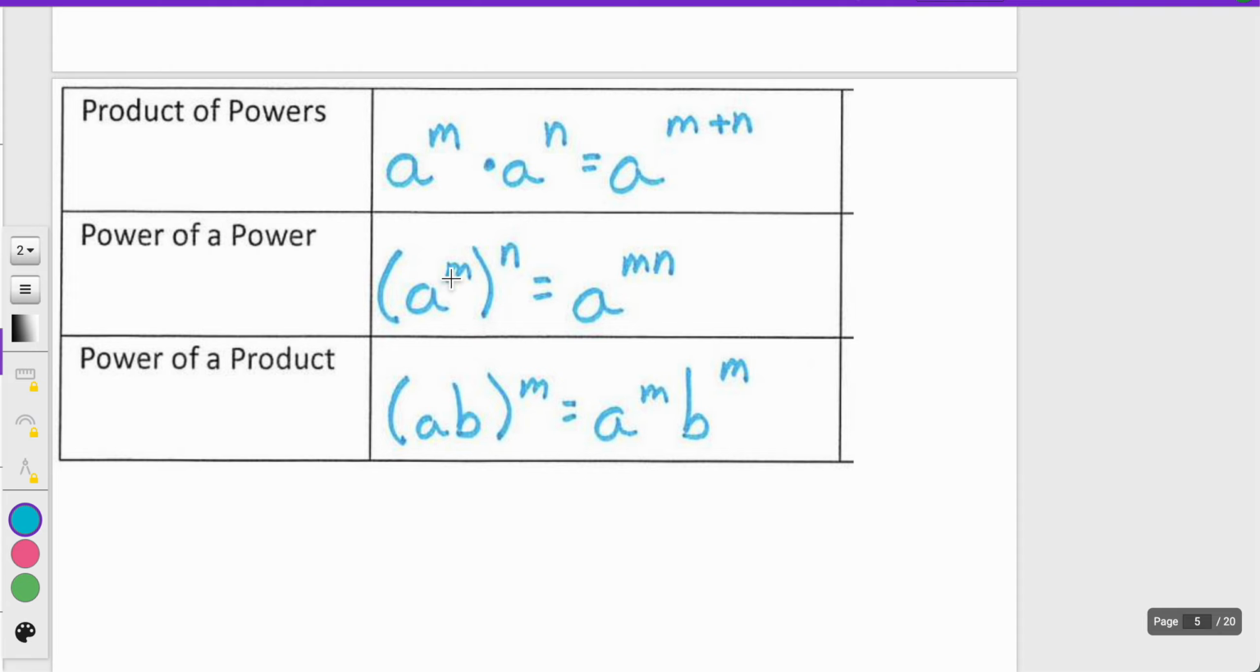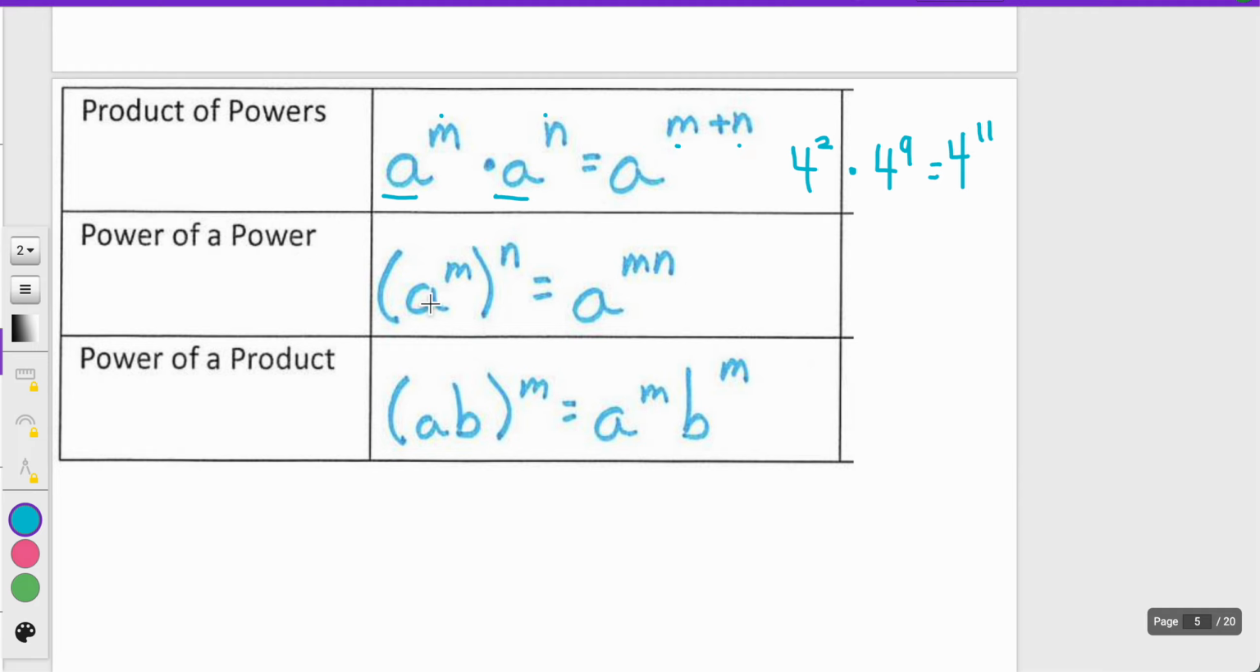When we have product of powers, that means we have the same base and two different exponents. To simplify that, we would keep the same base and just add the exponents together. So for example, if I have 4 to the second times 4 to the ninth, I still keep the 4 and then just add 2 and 9, and I get 4 to the 11th.